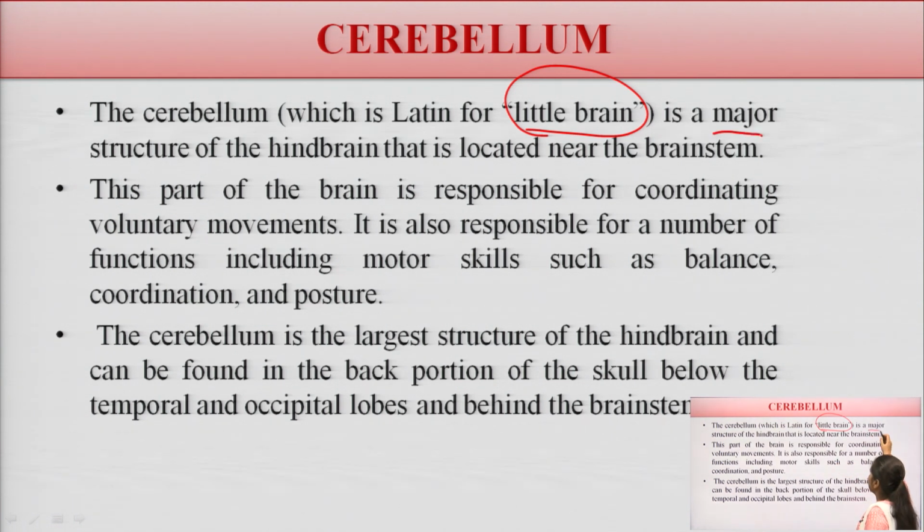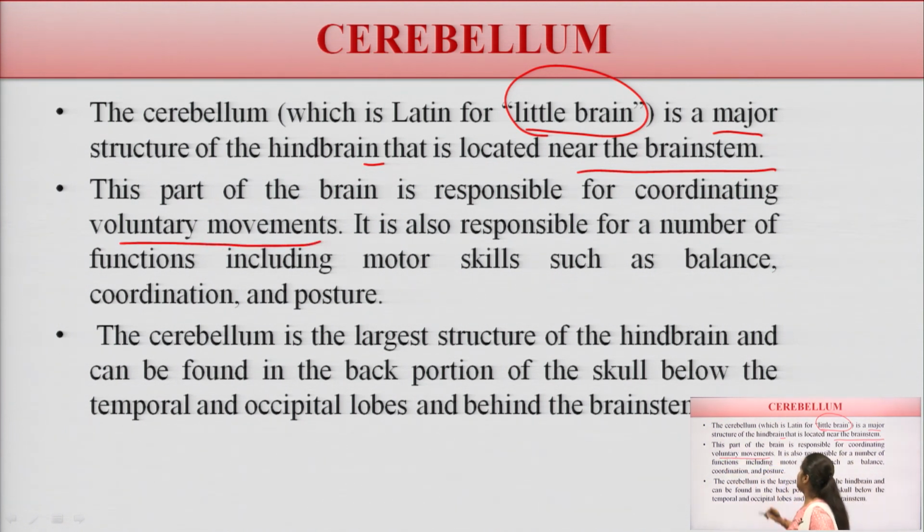This cerebellum is a major structure of the hindbrain, located near the brain stem, and it is responsible for coordinating voluntary movements. It is also responsible for a number of functions including motor skills such as balancing, coordination and body posture. So, these all are controlled by the cerebellum.